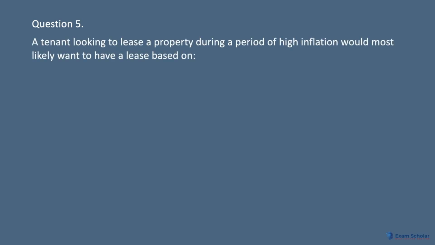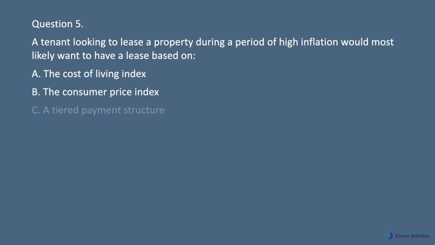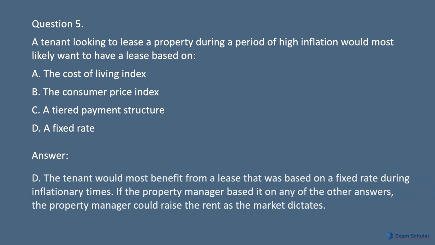Question 5. A tenant looking to lease a property during a period of high inflation would most likely want to have a lease based on A. The cost of living index. B. The consumer price index. C. A tiered payment structure. D. A fixed rate. Answer. D. The tenant would most benefit from a lease that was based on a fixed rate during inflationary times. If the property manager based it on any of the other answers, the property manager could raise the rent as the market dictates.